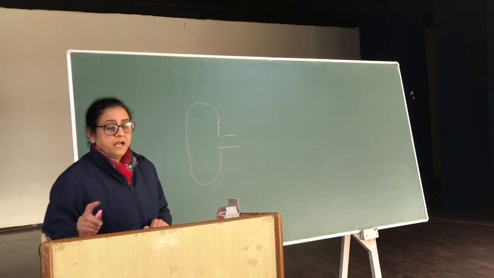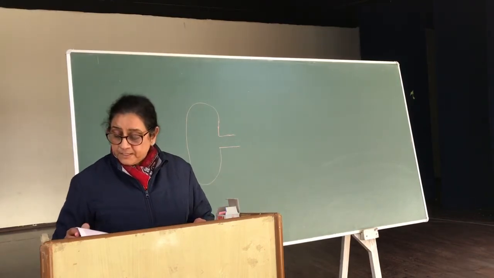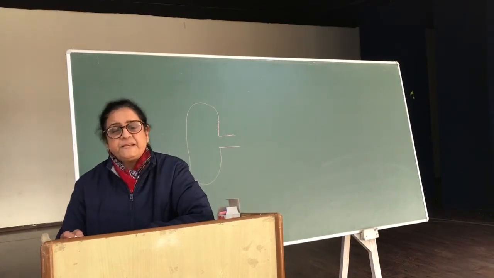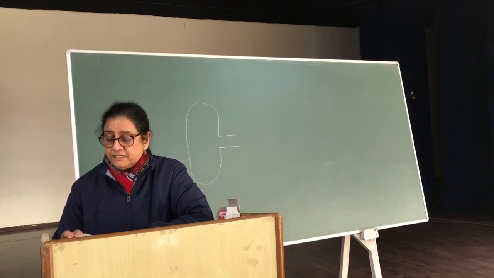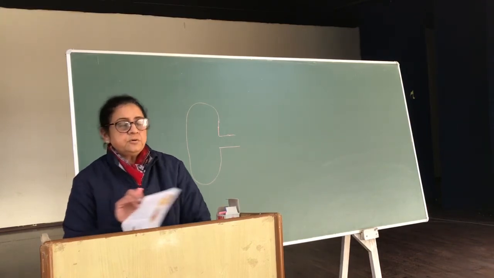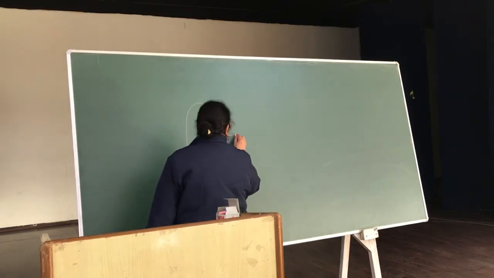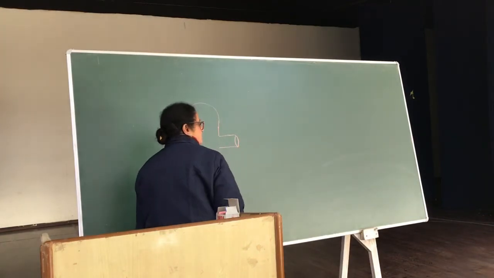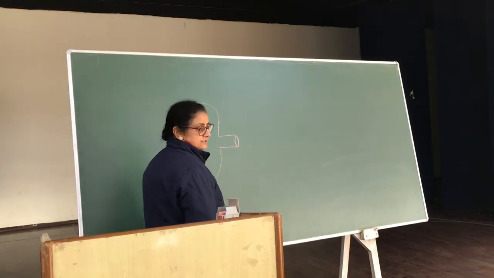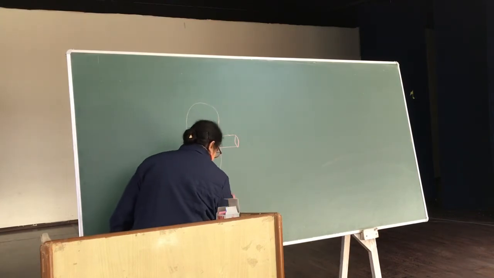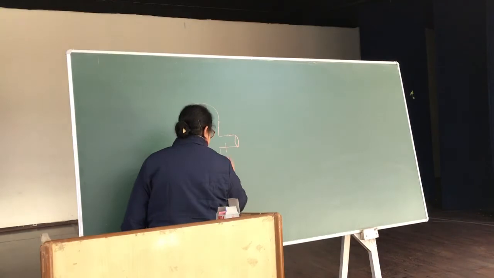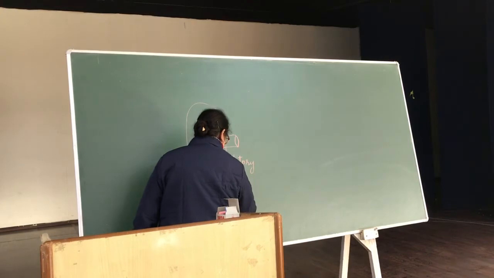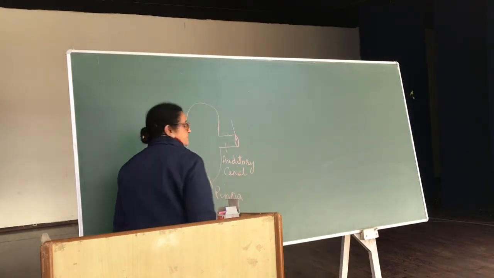The outer ear comprises of the pinna, and then the passage, the auditory canal, leading to the eardrum. So the pinna is there, this is the auditory canal leading to the eardrum. At the end of it is the eardrum. This is the external ear. Eardrum is even called tympanum.